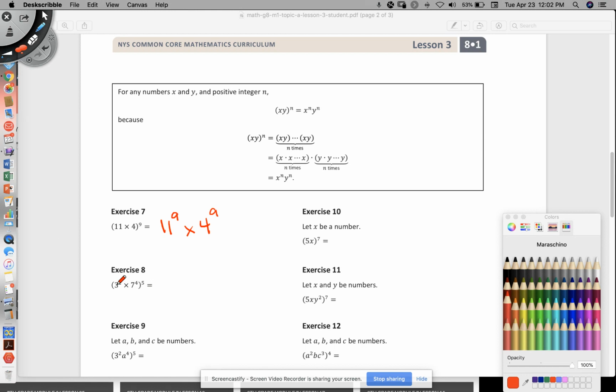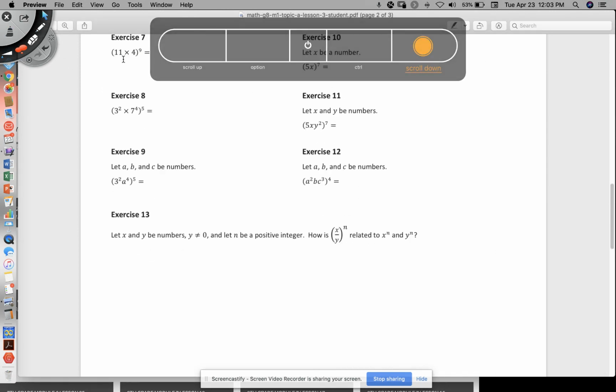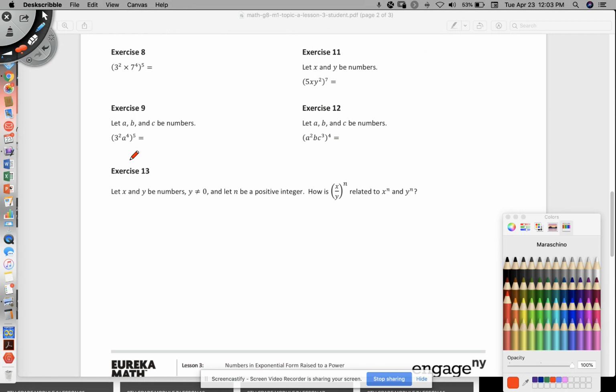All right, here we have exponents also being raised up to an exponent. So first we're going to do 3, 2 times 5. We're going to multiply that by 7, 4 times 5. All right, let's try 9. Let me move it up here a little bit. This one we have 3, 2 times 5 times A, 4 times 5. All right, I'm going to let you do 10, 11, and 12. Give those ones a try, and I'll meet you on 13.